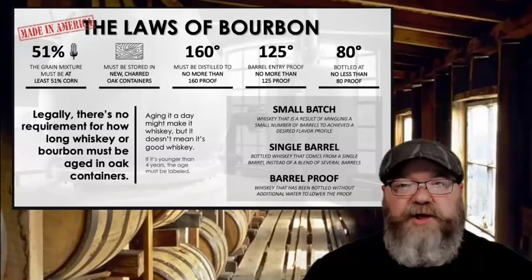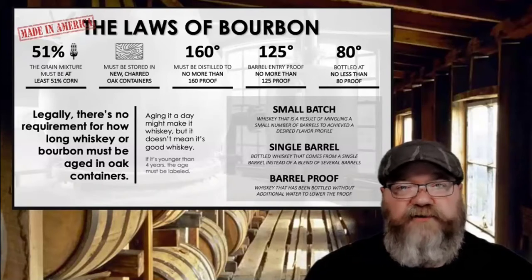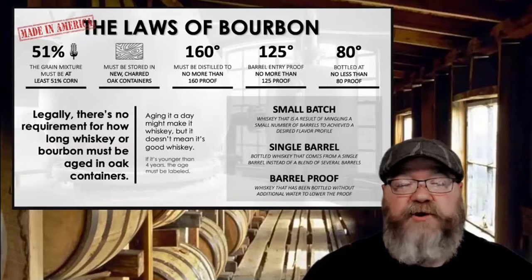But luckily, people age it longer. If it's less than 4 years old, they have to put an age statement on the bottle. So if you're partial to Jim Beam White Label, you'll notice there's no age statement on that because it is just a hair over 4 years old.